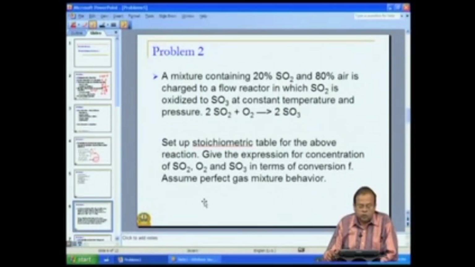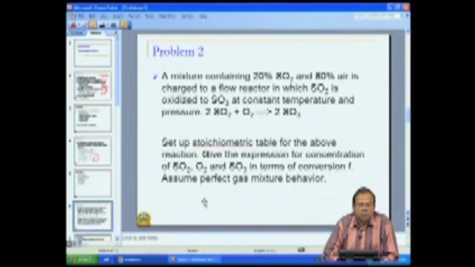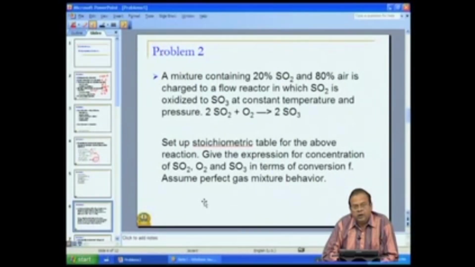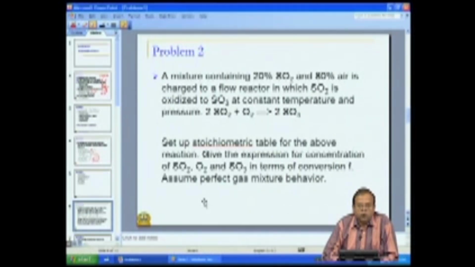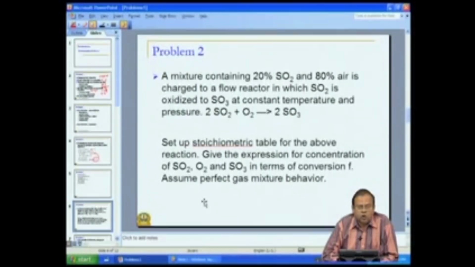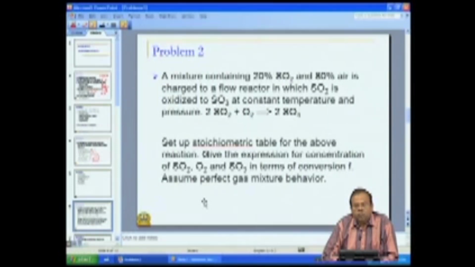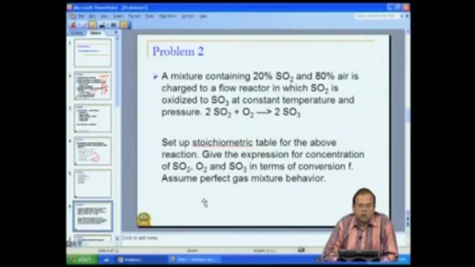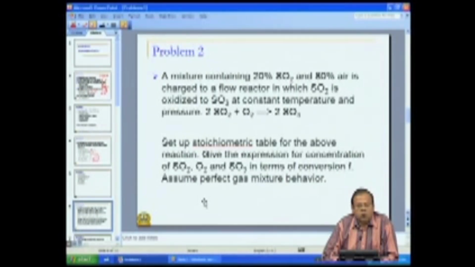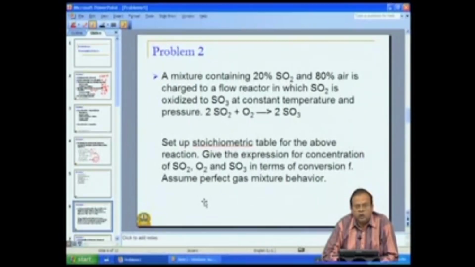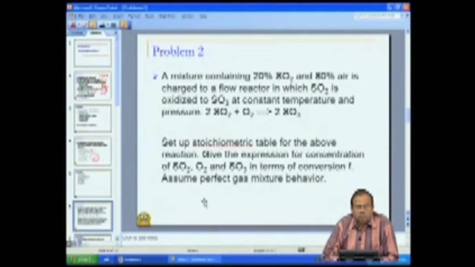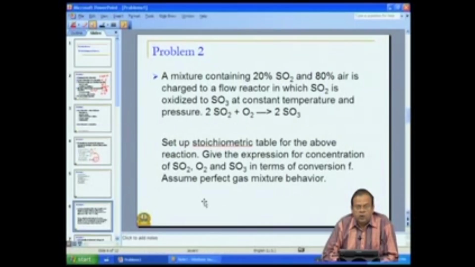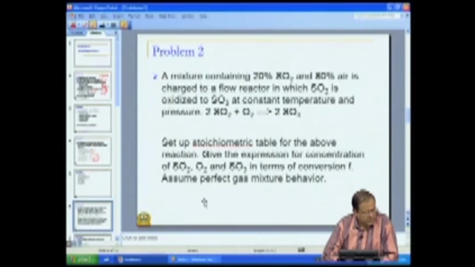So, here we have a mixture containing 20% SO2 and 80% air charged to a flow reactor, in which sulfur dioxide is oxidized to sulfur trioxide at constant temperature and pressure. The reaction is given to us. So, our job is to set up the stoichiometric table for the above reaction, and we are also expected to give expressions for concentration of SO2, O2, SO3 in terms of conversion F. We will assume perfect gas behavior.